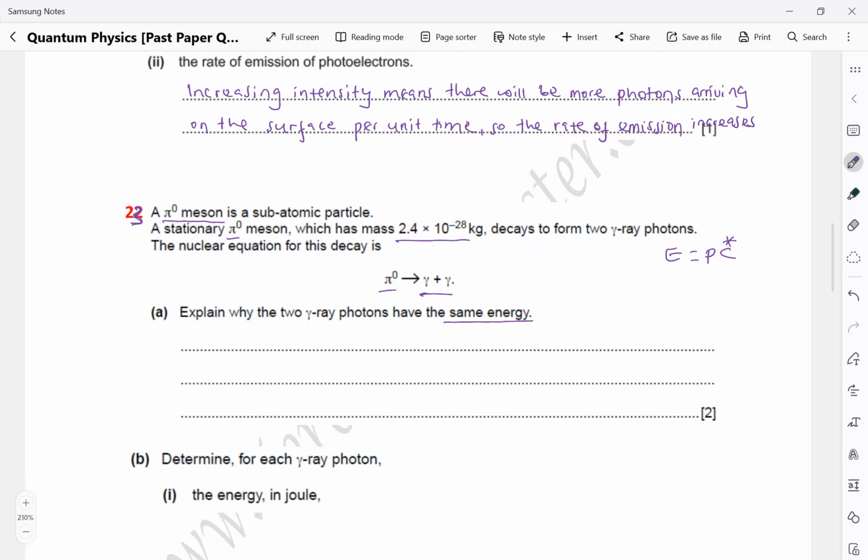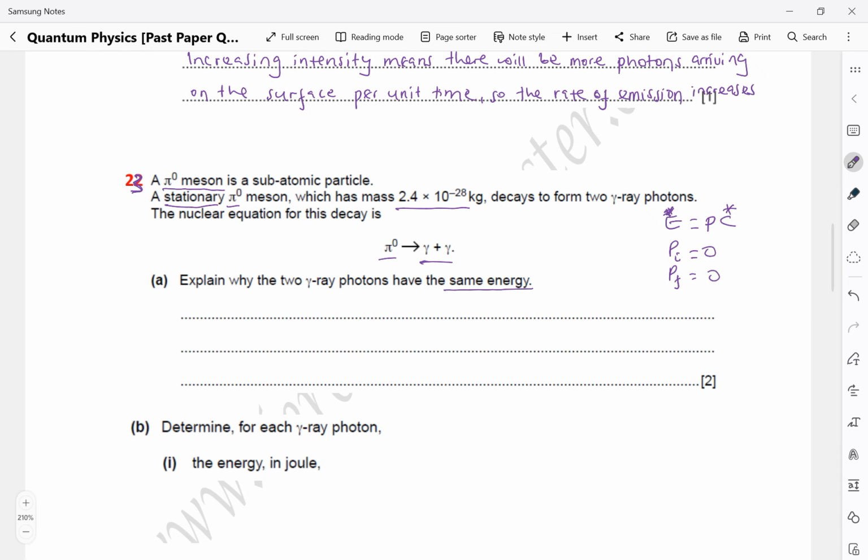Since c is a constant, and initially the particle was at rest, the initial momentum was equal to 0. It means the final momentum should also be 0. Because c is a constant, it's only the energy which is going to determine the momentum. Therefore, if the energy is not the same for each particle, then total momentum cannot be 0 again. So they should have the same energy and also move in opposite directions, so that they have the same momentum but in opposite directions, so that the total momentum is also zero.